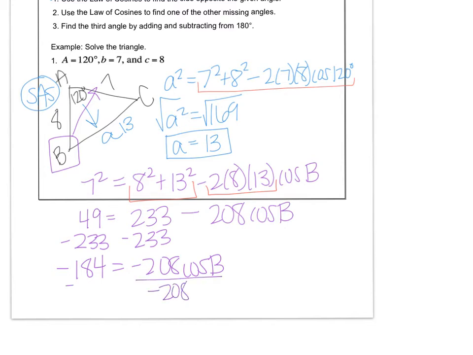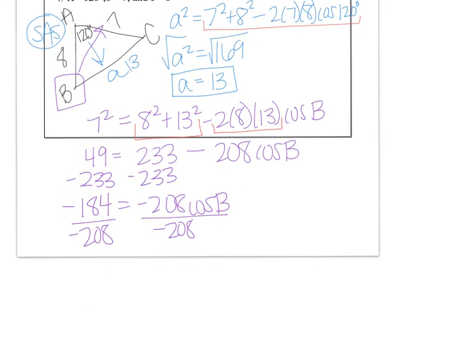negative 208 divided by negative 208, and then, like when we did for law of cosines or law of sines when we were finding the angle, you need to make sure you give me 4 decimal places when you divide that. And that turns into 0.8846, and then if I want to solve for b, I have to do cosine negative 1, and then just make sure your calculator is in degree mode.